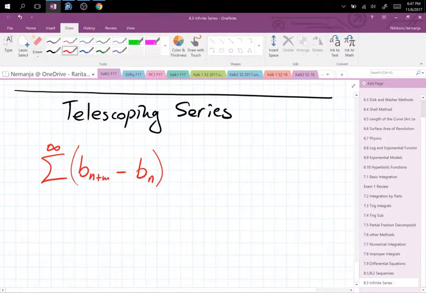Note that I'm not putting 0, 1, 2 because it doesn't matter. Geometric series are the only ones where they say you must start at 0. All others don't care. So geometric series, you must start at 0. This one, you can put whatever value you want over here. You can start at 0, 1, 7, whatever. So I will give you an example of a telescoping series.